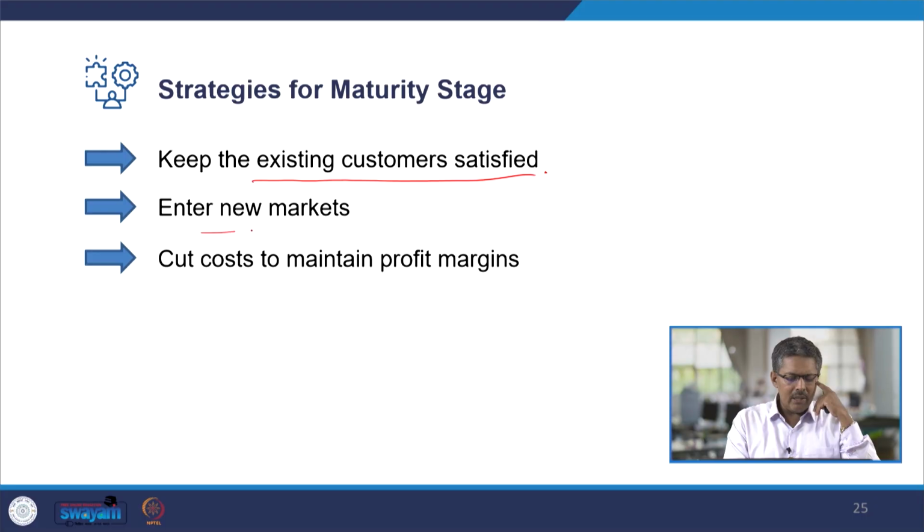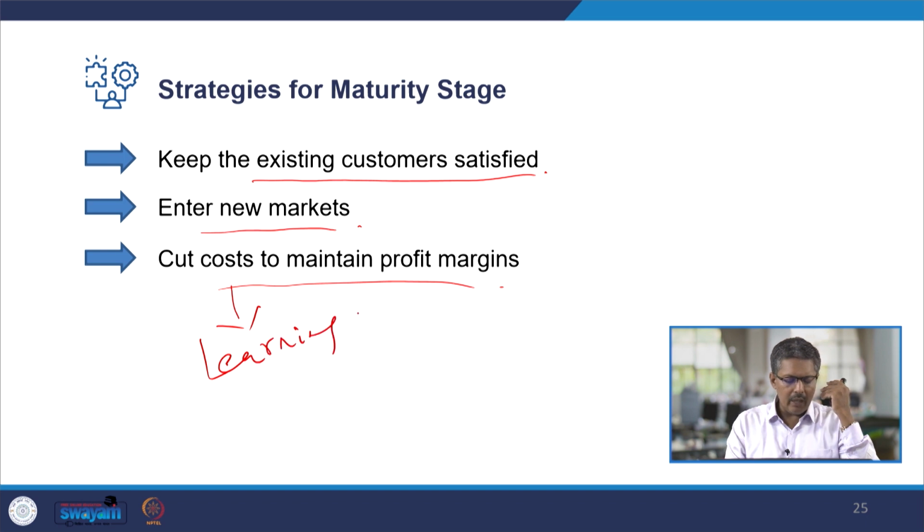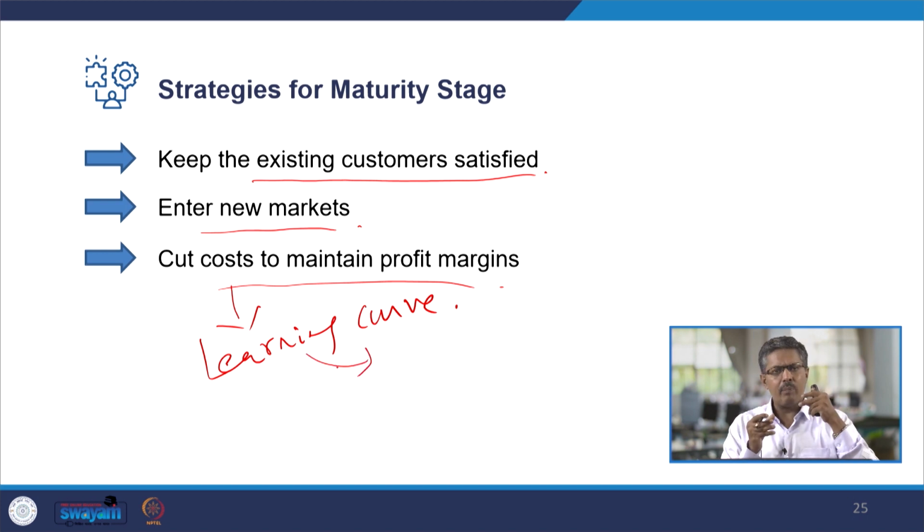Enter new markets. So now you are in a kind of matured stage, so you can enter new markets and cut costs to maintain the profit margin. Since your learning curve is very steep, you can now mend ways to cut down your cost of manufacturing or your cost of production, and use this cost advantage to fight the competition.